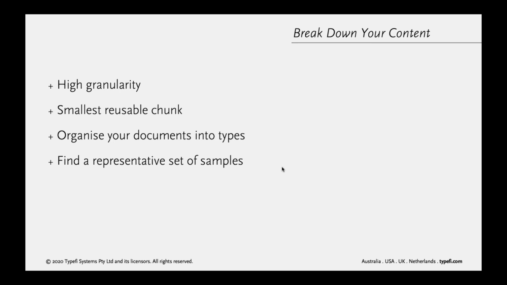There are two essential attributes to the smallest reusable chunk. One, it has to make sense on its own. And the second one is that it can be put into another publication and still work semantically. We're going to go back to that in a second. So to get started, a good approach is to organize your documents into types. Find samples of all the different publications in all the variations and look at them.